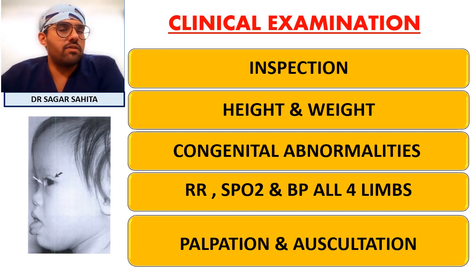So, palpation and auscultation. At birth, if you are hearing a murmur, if you are having findings, it's mostly a regurgitant or an obstructive lesion. And at birth, usually left to right shunts will not manifest. They will manifest 6 to 8 weeks after birth.